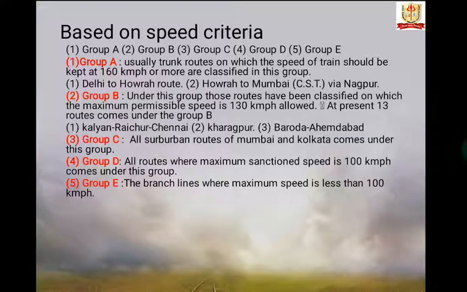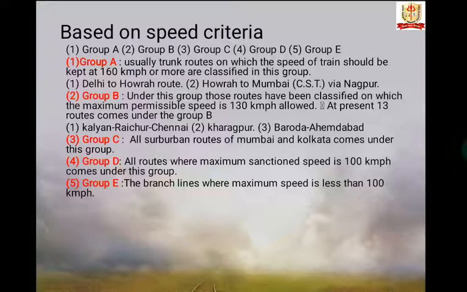Group A. Usually trunk routes on which the speed of trains should be kept at 160 km per hour or more are classified in this group: Delhi to Howrah, Howrah to Mumbai via Nagpur. Second is group B. Under this group, those routes have been classified on which the maximum permissible speed allowed is 130 km per hour. At present, 13 routes come under group B, like Kalyan, Raichur, Chennai, Kharagpur, Baroda, Ahmedabad, etc.